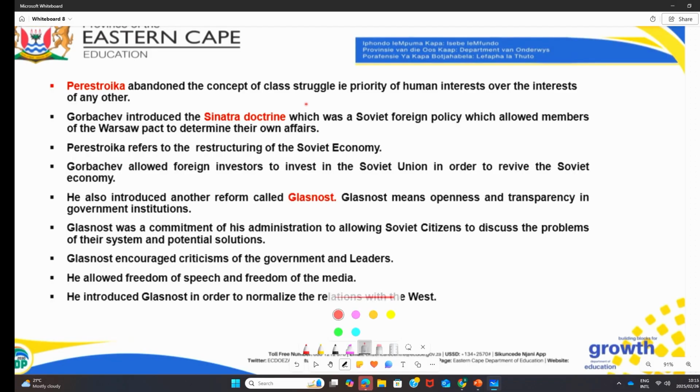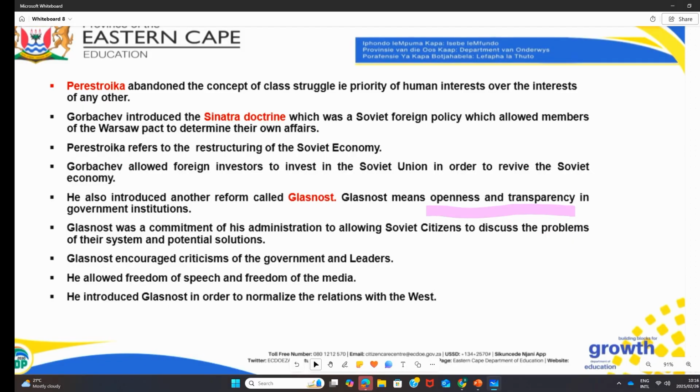He also introduced another reform. That reform was called Glasnost. Glasnost is a Russian word which means openness and transparency. In government institutions, people must be able to explain what is happening in the government. Glasnost was a commitment of his administration to allowing citizens to discuss the problems of their system and potential solutions. Glasnost encouraged criticisms of the government. That is very important.